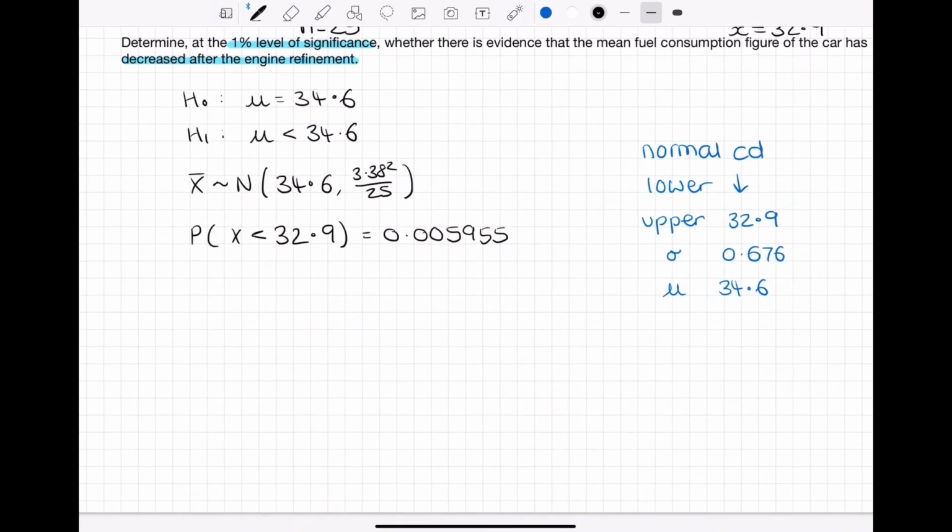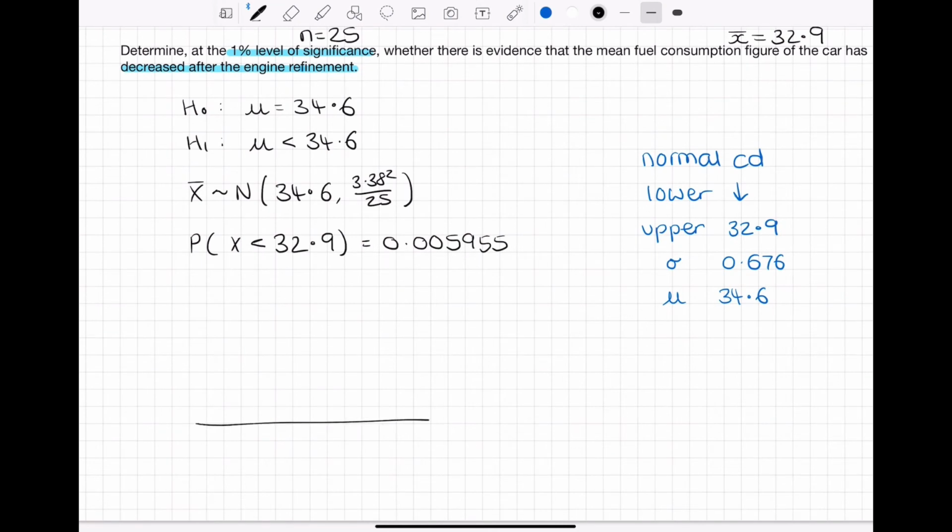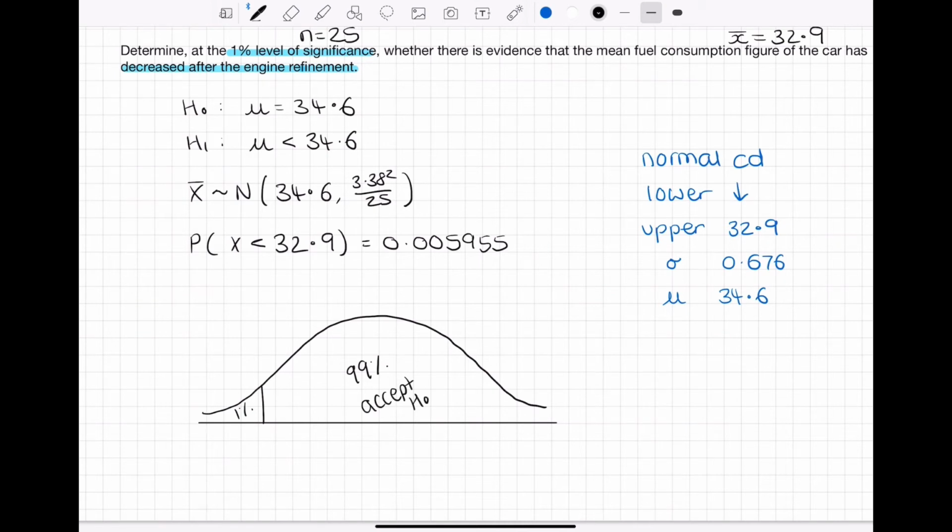With this value, we want to compare it to our 1% significance level. I'll just draw this out because it makes it easier to see what's happening. In a 1% one-tail test, we only have one tail with 1%, and 99% of the data is our acceptance region. We'd accept H0 if it falls in there, and reject H0 if it falls in this small 1% tail at the end. That value there will be 0.01 as a decimal.